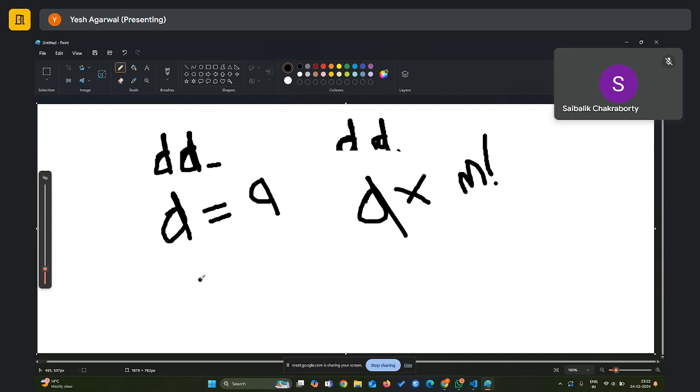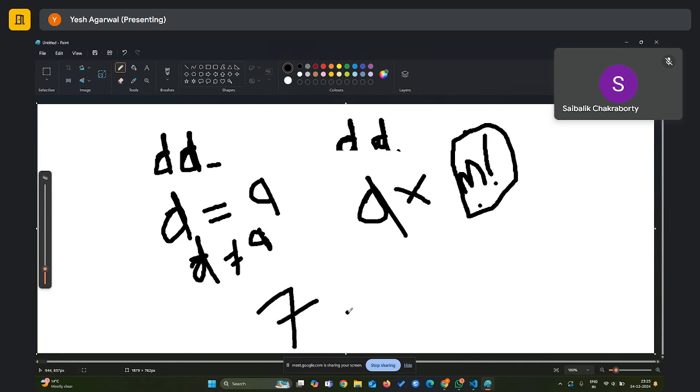Now, if we come to other numbers, let's say d is not equal to 9. Then obviously we will need a number such that the entire summation is divisible by 9. That means we will be relying on this n factorial. There will be special cases, but let me look at the general case. For example, d is 7. For 6 and 3, there will be a special case. But for 7, the case will be the same, for 2 also, for 1 also.